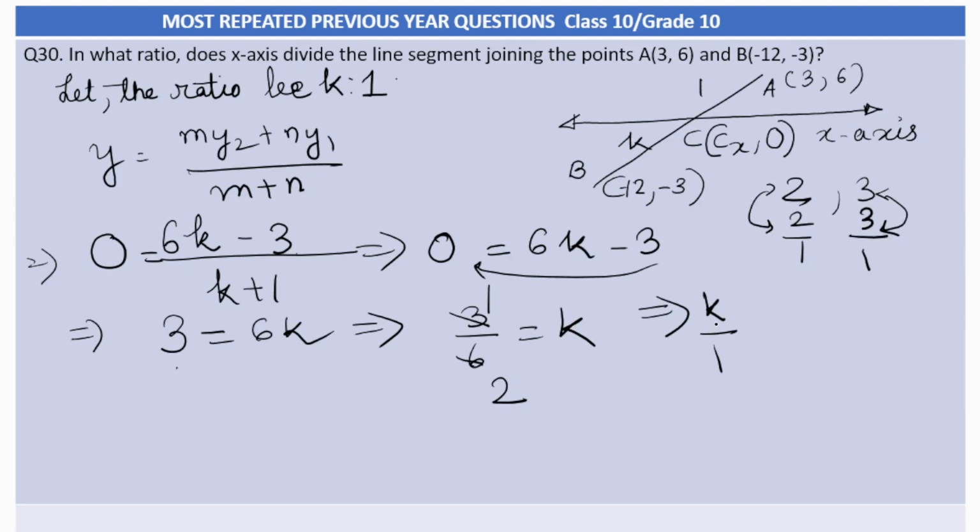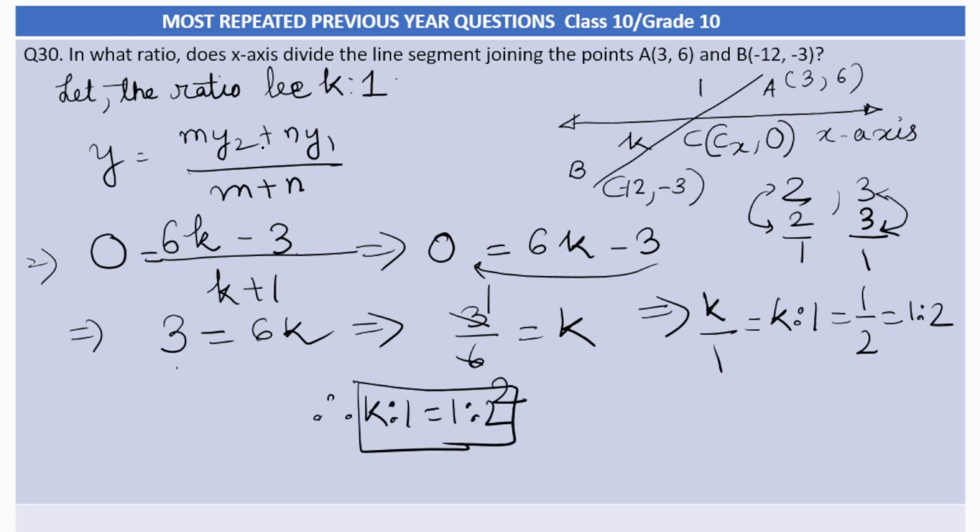So k we said is k by 1. K by 1 is actually the ratio of k is to 1. So k is to 1 is equal to 1 by 2, or 1 is to 2. Therefore, k is to 1 is equal to 1 is to 2. Then you can write a full statement that the ratio in which the x-axis divides the line segment joining the points A and B is 1 is to 2. I leave that statement to you.